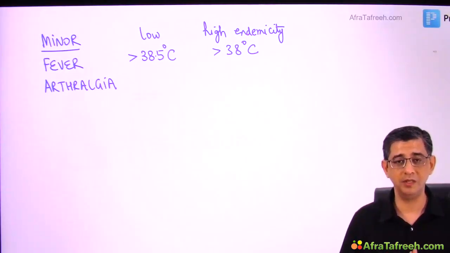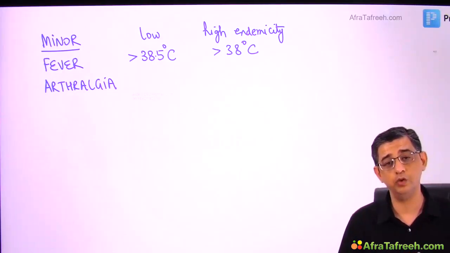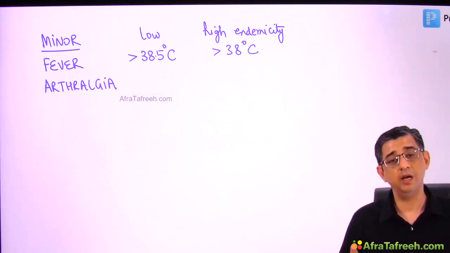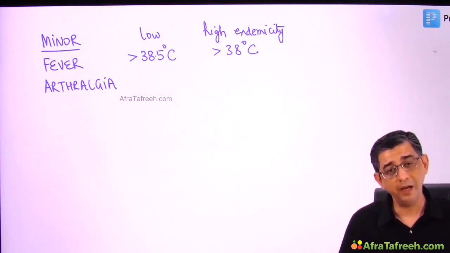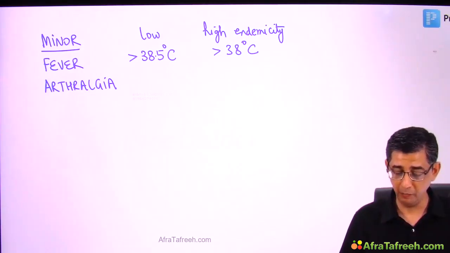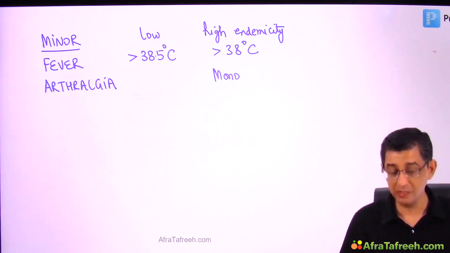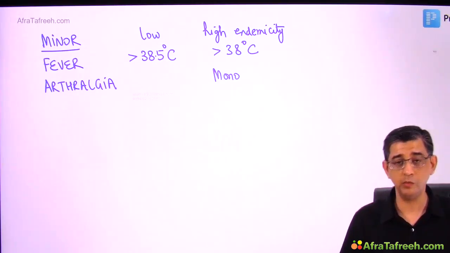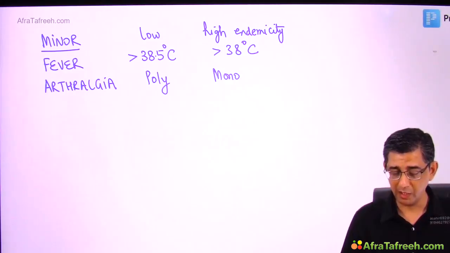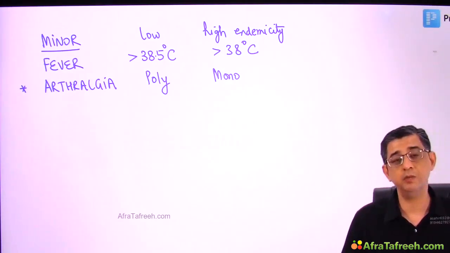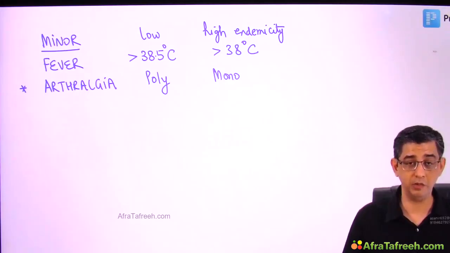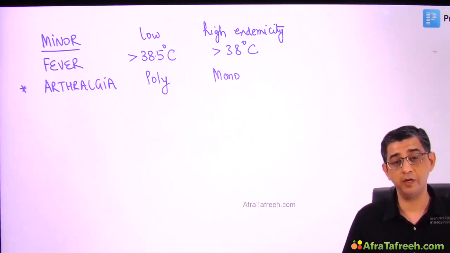Similarly, we'll focus on the component of arthralgia also. When I talk about arthralgia, please remember that a high endemicity area should mainly have a presentation of monoarthralgia, because in India the disease is relatively more common. But when it comes to low endemicity like America, multiple joint involvement should be present. I also want to highlight the reason why I put a star mark before arthralgia: fever with arthralgia can be seen with multiple viral infections also, so it has to be interpreted with caution.